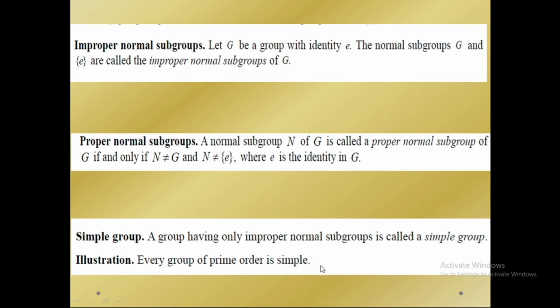That is Z_p, the congruence model. Now the next theorem: N is a normal subgroup of G if and only if gNg^{-1} = N for every g belongs to G, that is gN = Ng for every g belongs to G. That means N is a normal subgroup of G if and only if this holds.